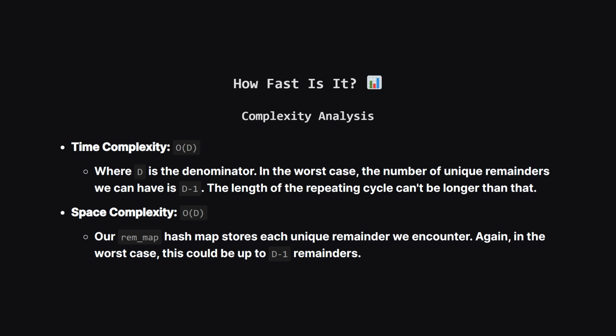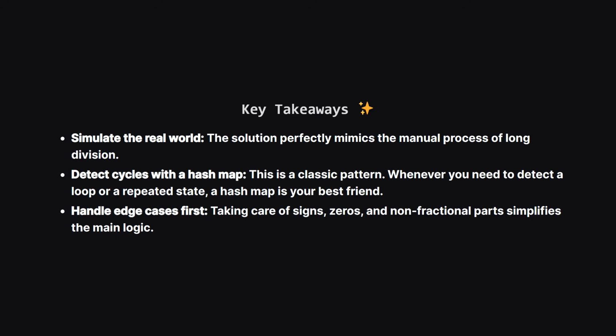So to wrap up, what are the big ideas here? First, when you're stuck, think about how you'd solve the problem by hand. Simulating long division was the key. Second, the hash map is a go-to tool for detecting cycles or repeated states in a sequence. And finally, always handle your edge cases, like signs and zeros up front. It makes the core, complex part of the algorithm cleaner and easier to write.